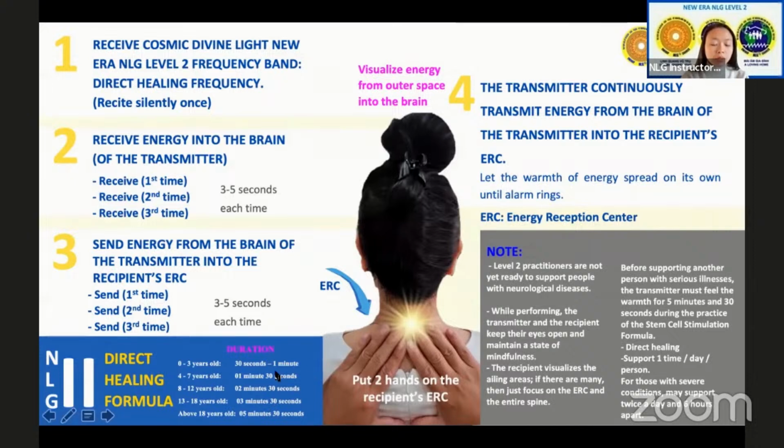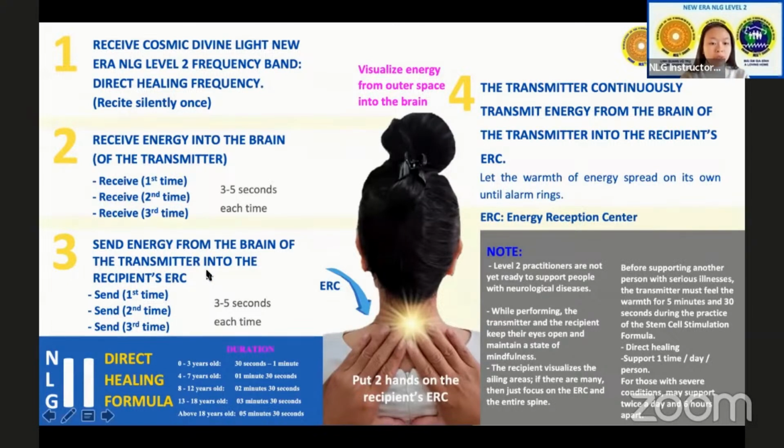Now, of course, you will start your timer according to the duration here, and then you begin from step 1 all the way to step 4, and all the way until your alarm rings. Now, the only exception is for the age group of 0 to 3 years old. From 0 to 3 years old, you would start from step 1 and then step 2. And then as you get to step 3, that's when you will press your timer.